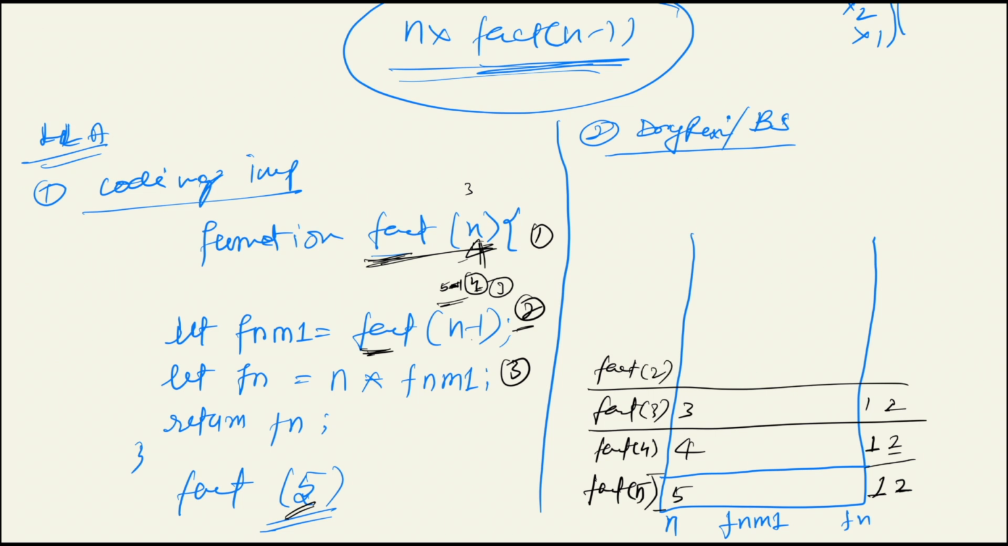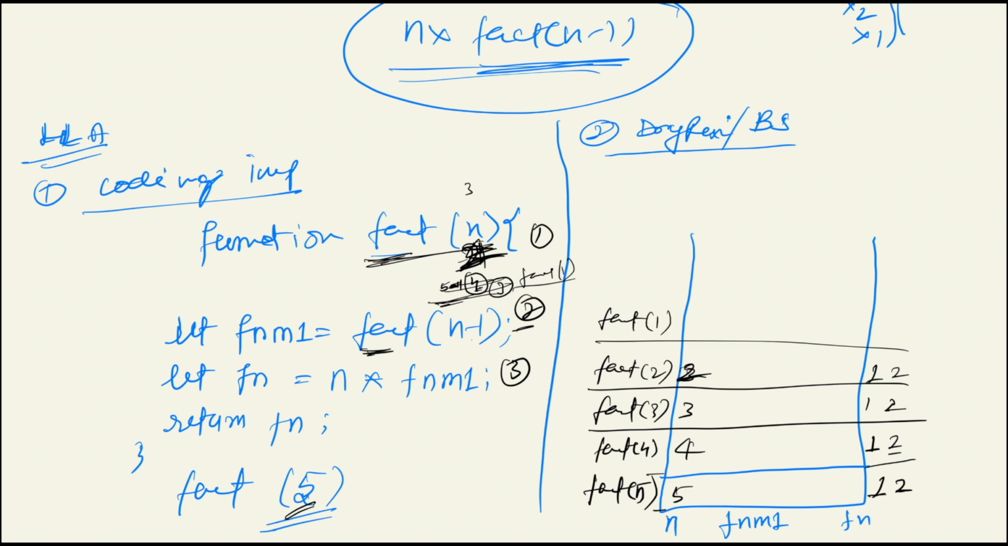And now the value of n on line number 1 will be 2. For 2, this will be 2, okay? And then line number 2 executes. Whenever line number 2 executes, it will reduce n. So this will call factorial of 1, okay? So now it will call factorial of n.